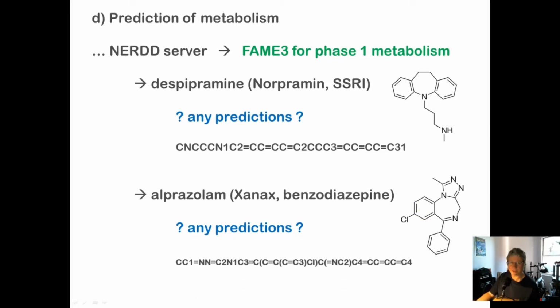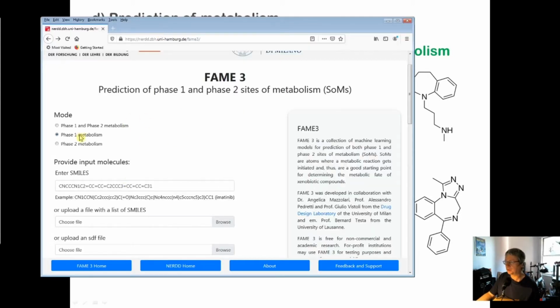Okay, so there's a SMILES string. Let's get it. So I'm going to copy it to the clipboard. It's on the clipboard. All right, and let's go back to the nerd server, and we're still in the phase 1 metabolism section of FAME3. Let's paste that molecule in. I'm going to delete the leading spaces. Okay, so we got the SMILES string inside.